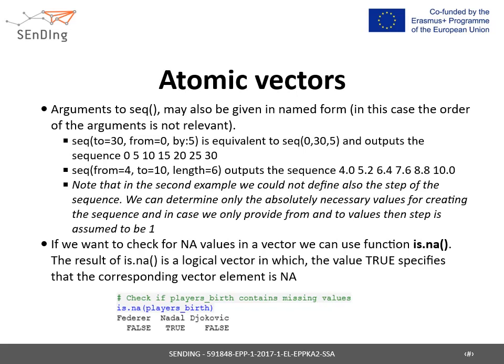Note that in the second example we could not also define the step of the sequence. We can determine only the absolutely necessary values for creating the sequence, and in case we only provide from and to values then step is assumed to be 1. If we want to check for NA values in a vector we can use the function is.na. The result of is.na is a logical vector in which the value TRUE specifies that the corresponding vector element is not available.